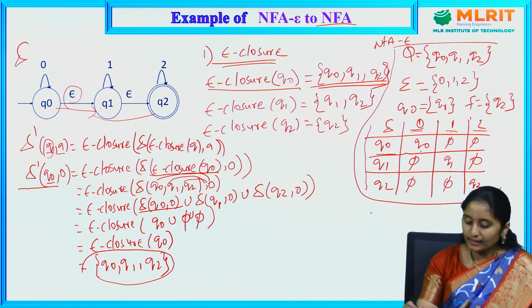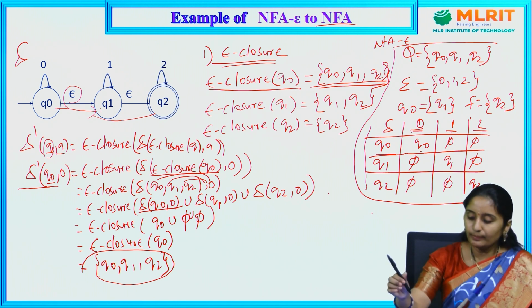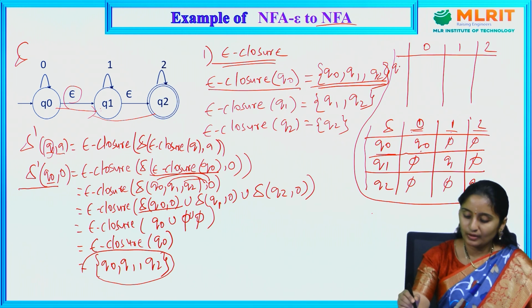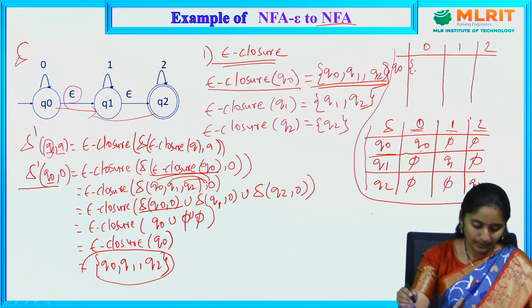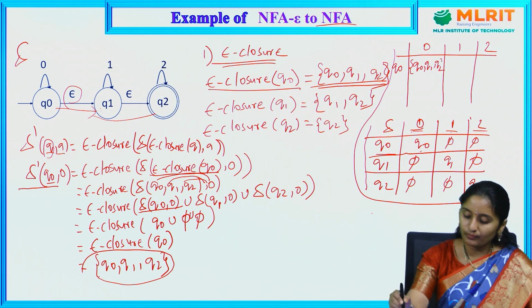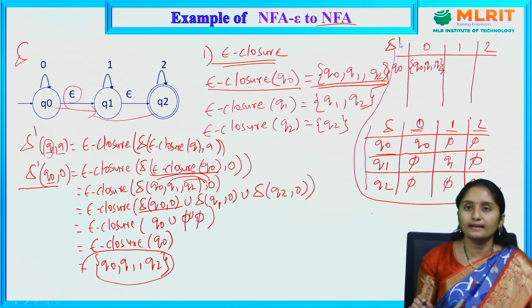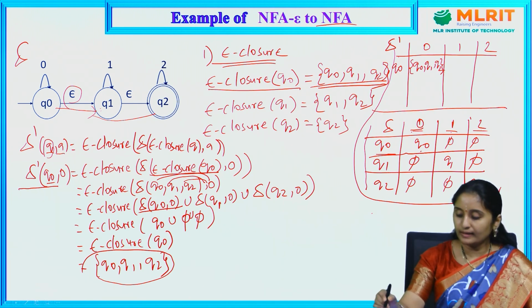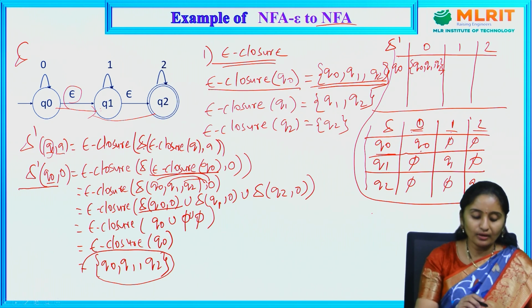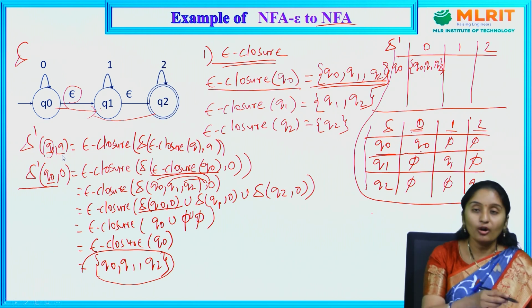So let me write here delta dash transition function. Q0 on 0, I am having Q0 Q1 Q2. This is for delta dash. Okay. So the next we are going to find for Q0 on 1 input.